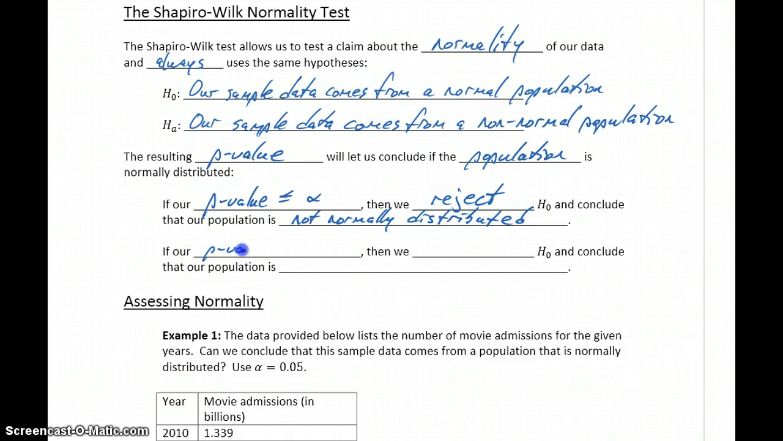If our p-value is something greater than alpha, so larger than our significance level, then we would fail to reject the null hypothesis and conclude that our population is normally distributed.